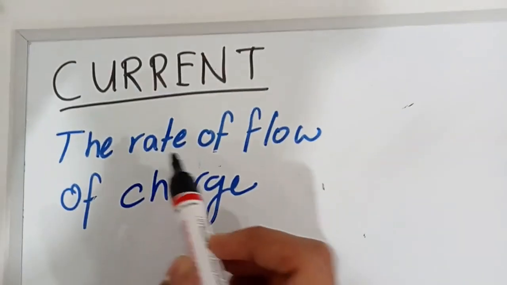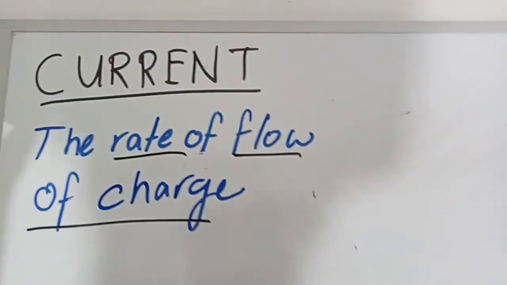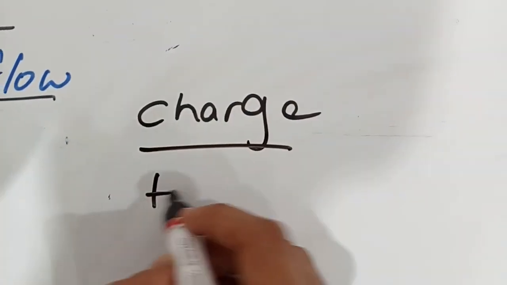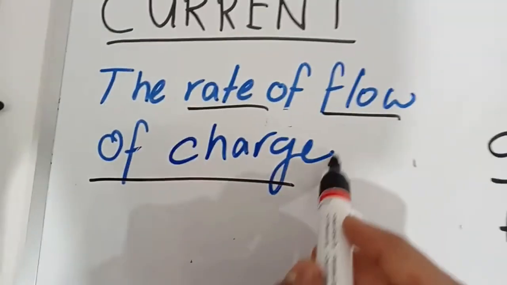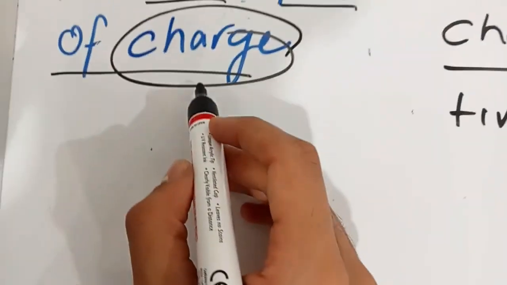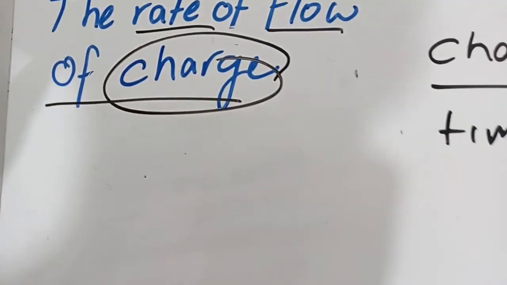Current is the rate of flow of charge. What does this mean? This means the amount of charge that flows over a specific amount of time. Okay? Now, when I talk about charge, what is it that I'm exactly referring to? Because there are many things that are charged when it comes to science, right?